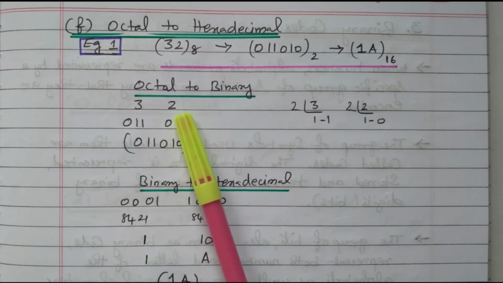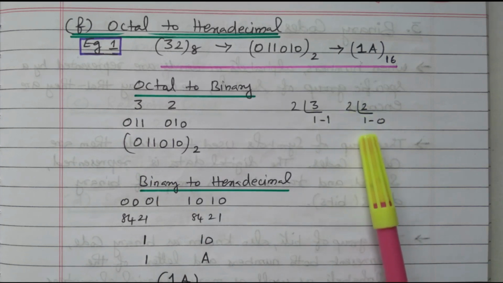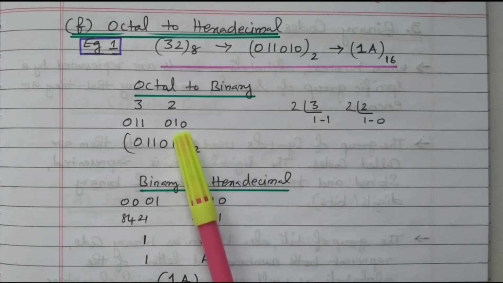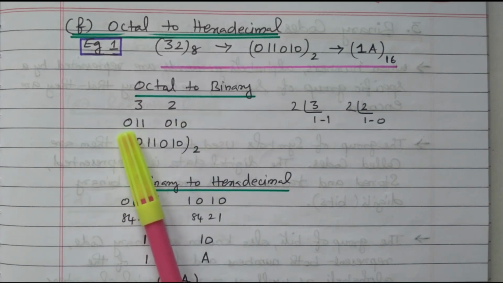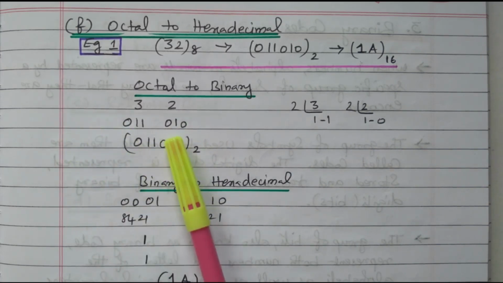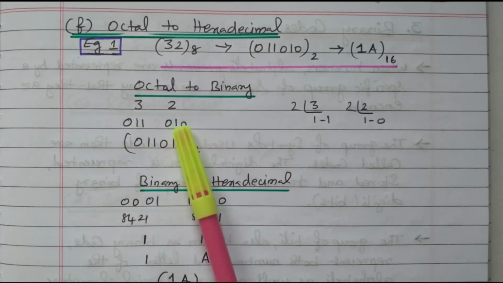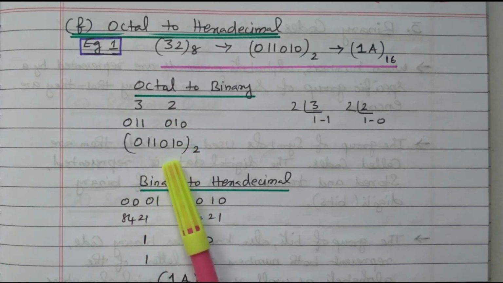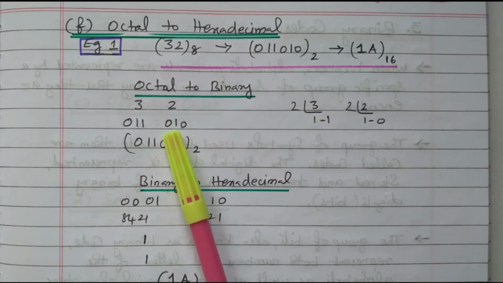Now take 2. 2 divided by 2, it goes one time, balance 0. Write in the reverse order 1 0. But we need 3 digits. So add 0 here. So 0 1 0. This 0 as the MSB does not have much effect, but if the 0 is not added while combining, the value will change. So we must add the 0 here.